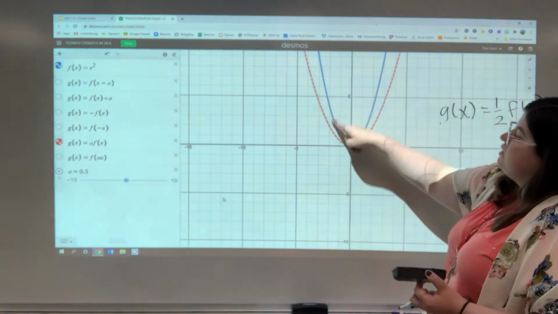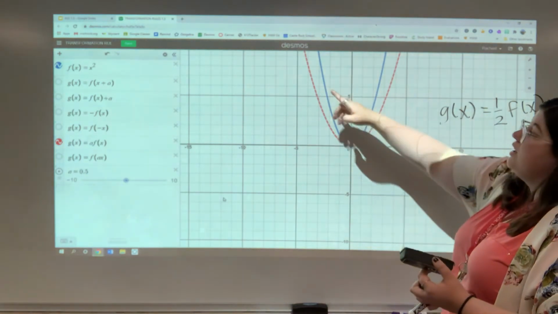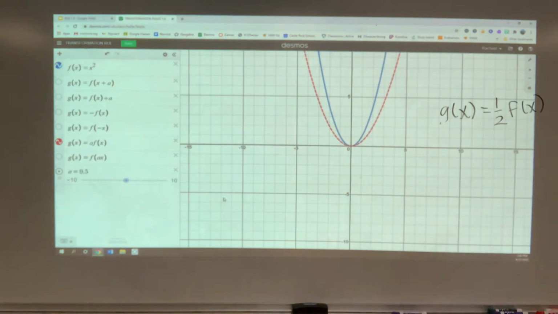So again, the original is in blue. After that compression, your new transformed function is in the red. It's a little bit fatter, all right? It got compressed a little bit, squeezed down. So again, that was vertical stretch and compression.